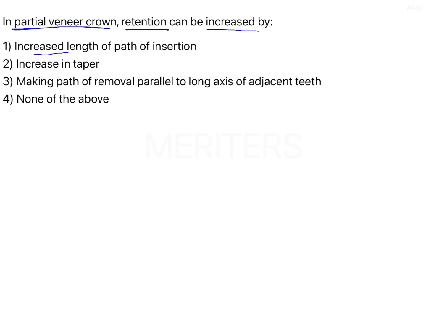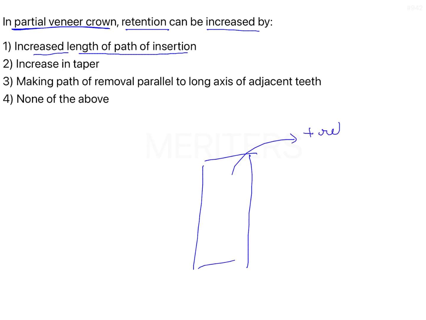So if you are talking about a partial veneer crown, the retention can be increased by, the first option is increasing the length of path of insertion. So if you have a longer path of insertion, that means it is more retentive. So yes, you can increase the retention by this technique. Increase in taper, that means if you increase the degree of convergence like this, it is going to reduce the retention.